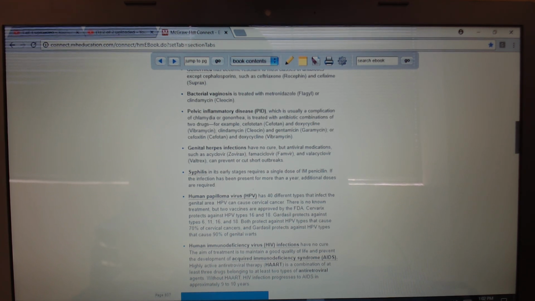Human papillomavirus has 40 different types that infect the genital area. HPV can cause cervical cancer. There is no known treatment, but two vaccines are approved by the FDA. Cervarix protects against HPV types 16 and 18. Gardasil protects against types 6, 11, 16, and 18. Both protect against HPV types that cause 70% of cervical cancers, and Gardasil protects against HPV types that cause 90% of genital warts.